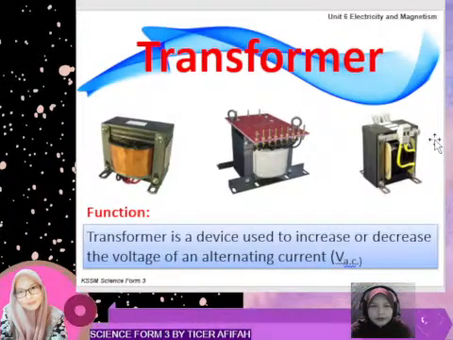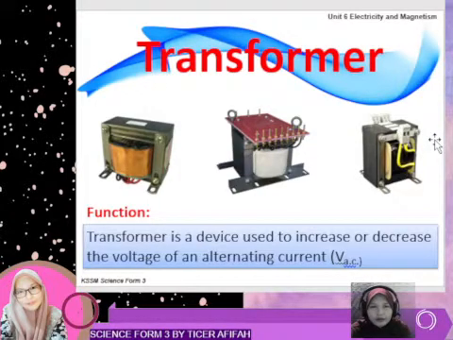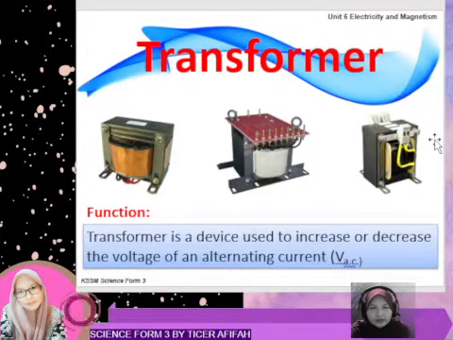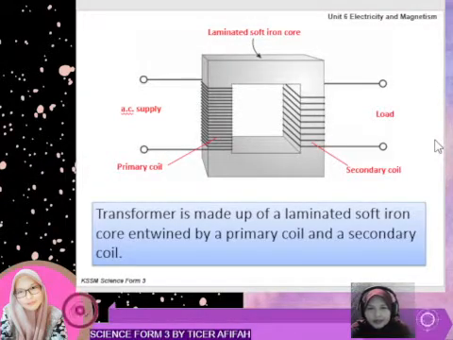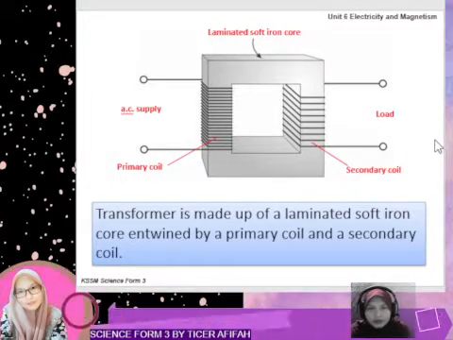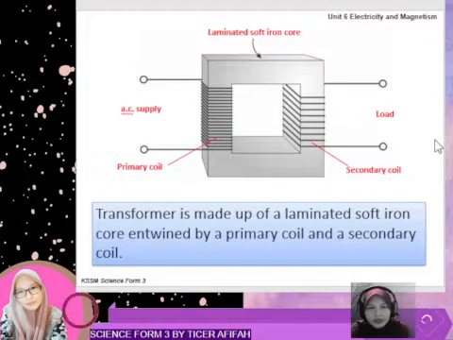Okay, you need to know what is the meaning or function of the transformer. A transformer is a device used to increase or decrease the voltage of an alternating current. It means we connect the primary coil to the alternating current supply and the secondary coil to the output, by using a laminated soft iron core. We use a soft iron core because it can easily magnetize and easily demagnetize.